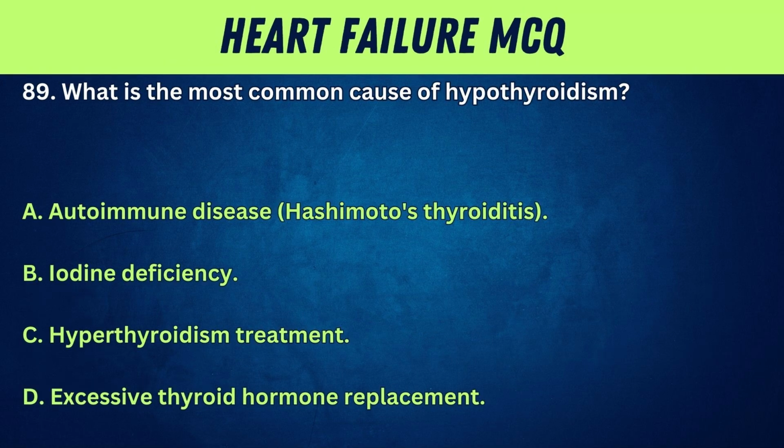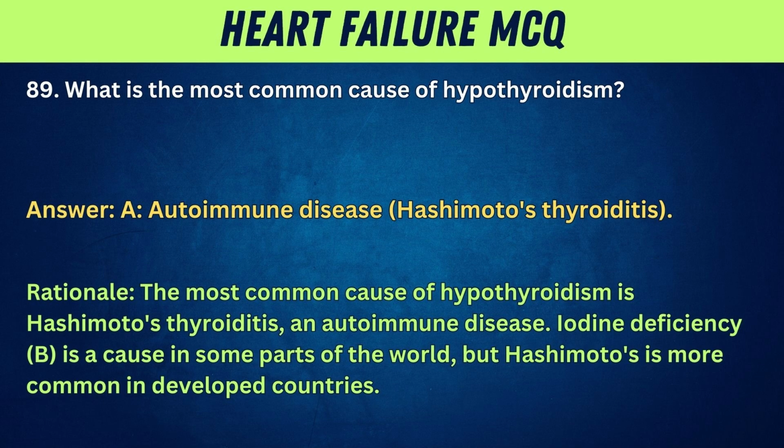89. What is the most common cause of hypothyroidism? A. Autoimmune disease, Hashimoto's thyroiditis. B. Iodine deficiency. C. Hyperthyroidism treatment. D. Excessive thyroid hormone replacement. Answer: A. Autoimmune disease, Hashimoto's thyroiditis. Rationale: the most common cause of hypothyroidism is Hashimoto's thyroiditis, an autoimmune disease. Iodine deficiency, B, is a cause in some parts of the world, but Hashimoto's is more common in developed countries.